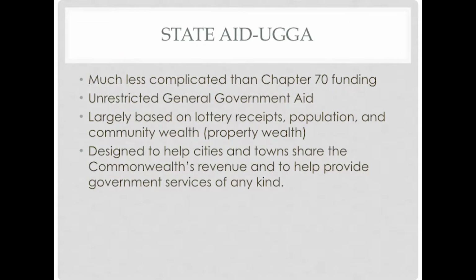All right. Much less complicated is the state's unrestricted general government aid formula. It's largely based on lottery receipts, population, and the property wealth of the community, and it's designed to not only share in the wealth of the lottery, but to make sure that the state is sharing some of their revenues with cities and towns to provide services that we need to provide.